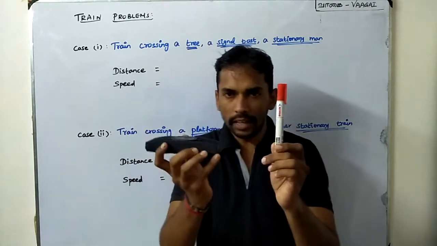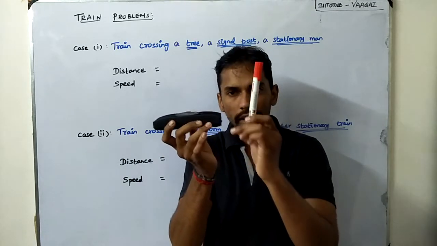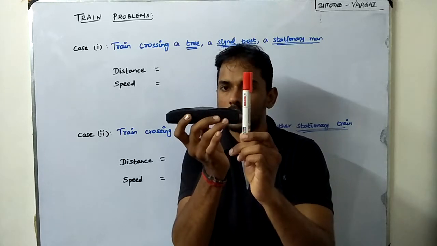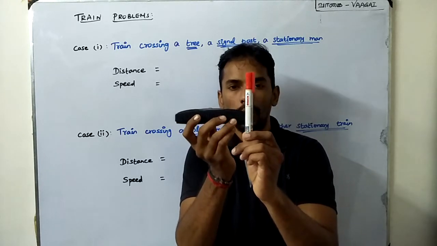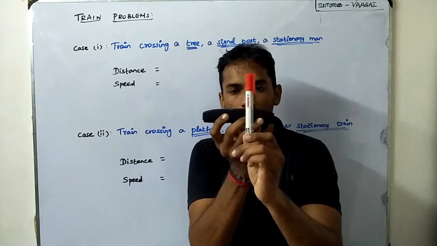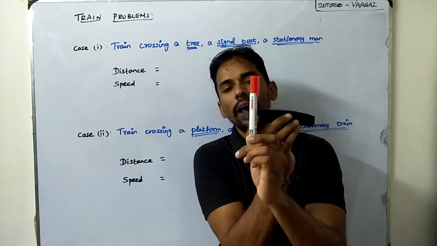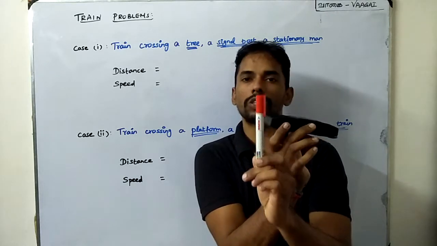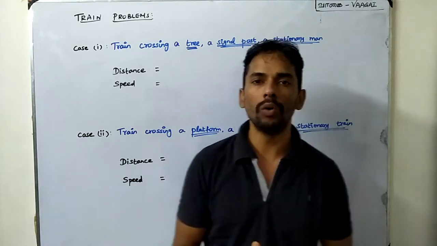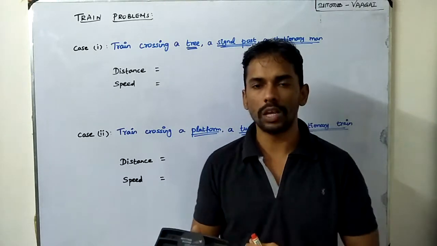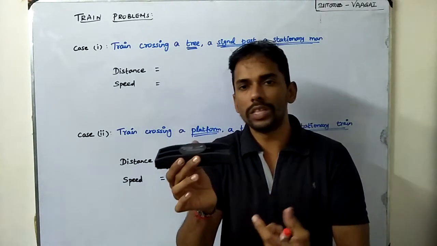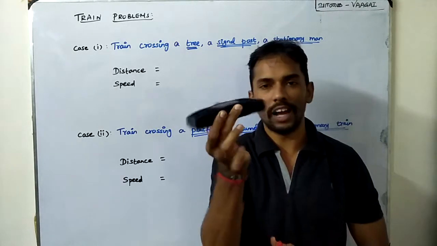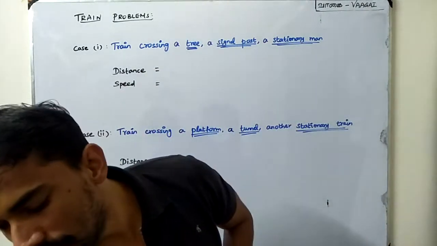We can say that when the train's front end coincides with the tree, only then is the process going to start. Now the whole body of the train should cross the tree and its back end should completely cross the tree. Only then can we say that this process is over. So let us carefully see now, in order to complete this process, how much distance the train needs to travel. If we see that clearly, the train needs to travel its own length as the distance. Is that clear?